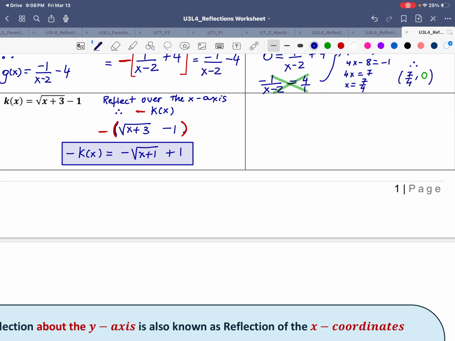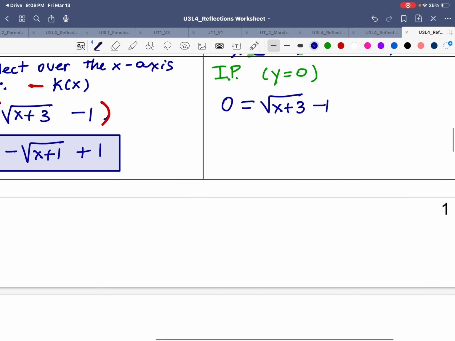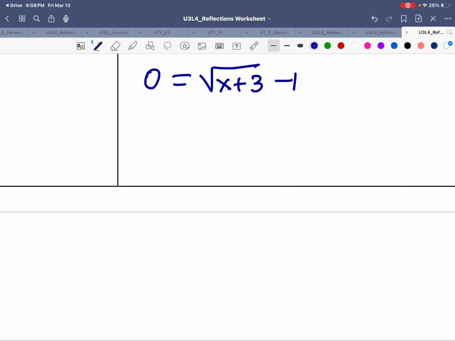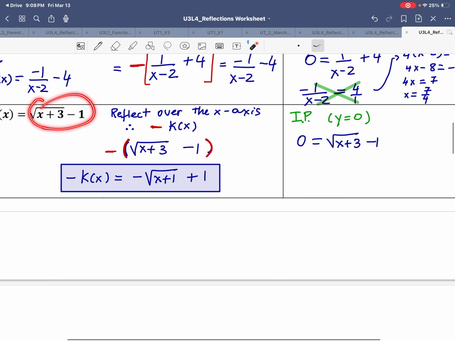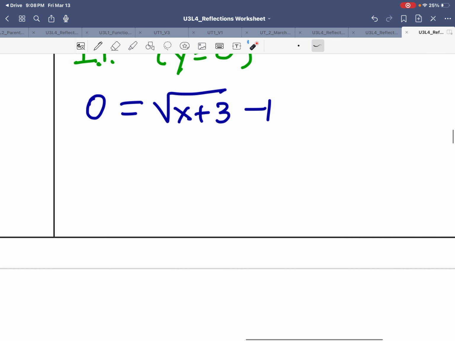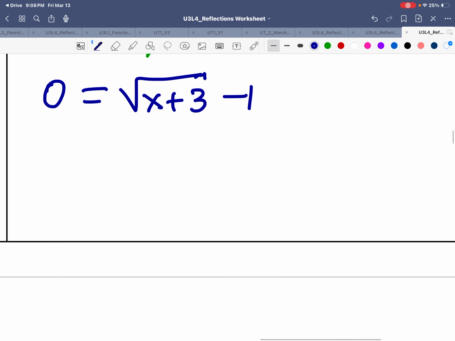Now we're going to do invariant points. So invariant points over the x-axis, it means y equals 0. So we're going to say that 0 equals root of x plus 3 minus 1. Now, remember that we're going to have to use the original equation, all right? But it is equally legitimate to use this equation as well. But we'll use the original always. And we're going to solve the equation for x.